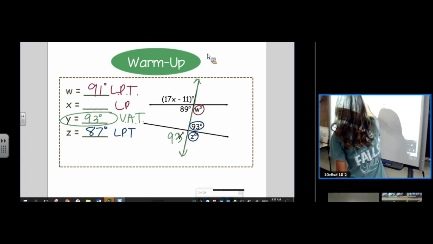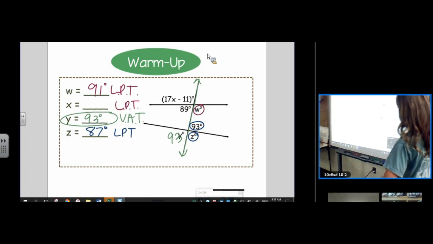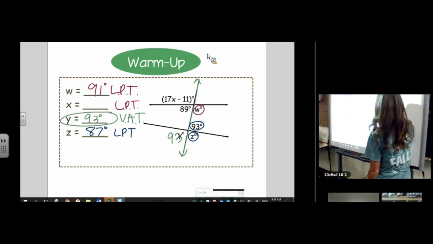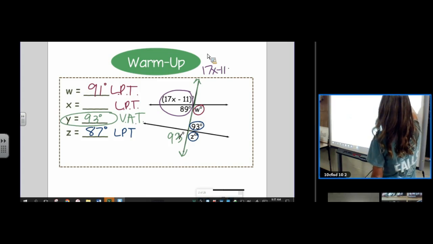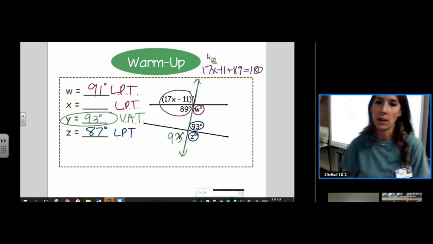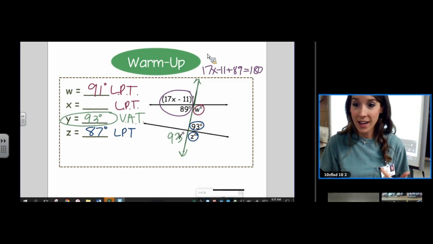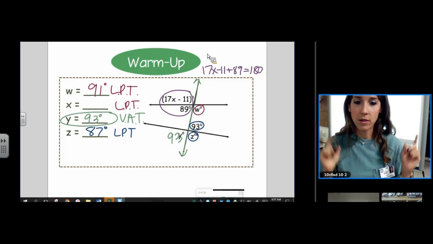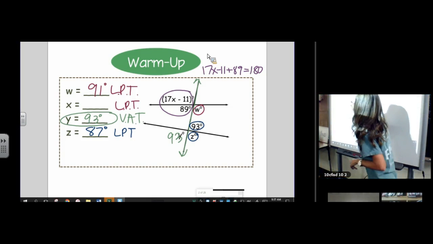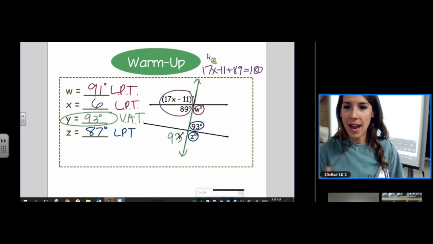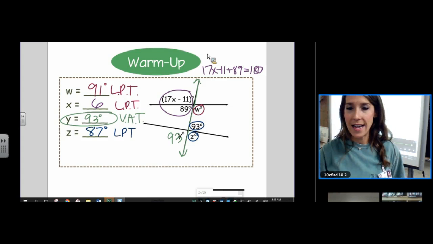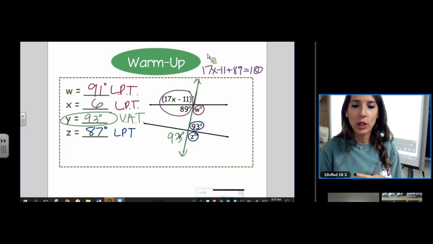So we're using the linear pair theorem literally 3 times here. To find the measure of angle x, we know that if two angles form a linear pair, then they are supplementary. So we can add those to equal 180. Final answer, x equals 6. So we're going to be naming these angles today, like W and 93, those are going to have a name. We're going to be naming them, and then we'll learn theorems about them on Monday.